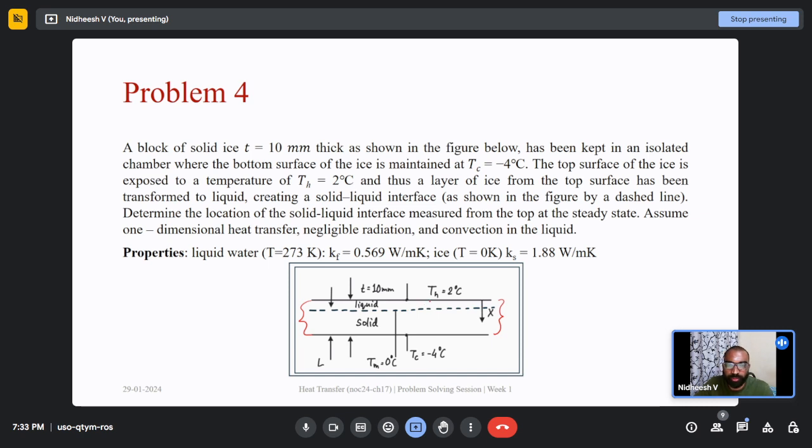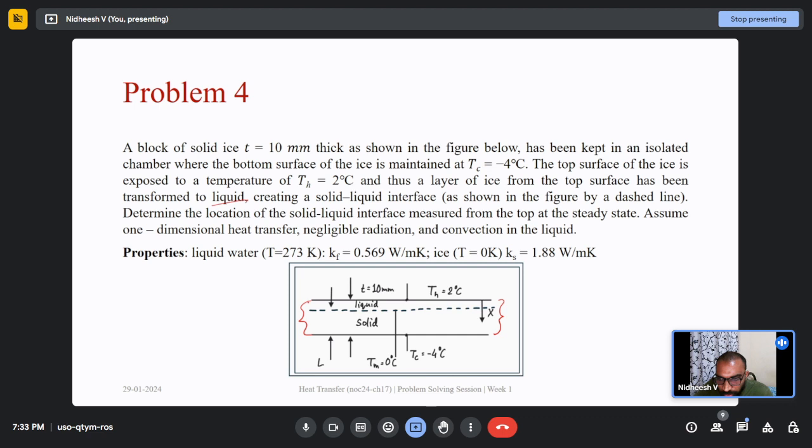So what happens? We know that ice is at 0 degrees Celsius, and if the top surface goes to a higher temperature, ice will melt. Since the top surface is exposed to a higher temperature of 2 degrees Celsius, a layer of ice from the top surface has been transformed to liquid, creating a solid liquid interface as shown in the figure by a dashed line.